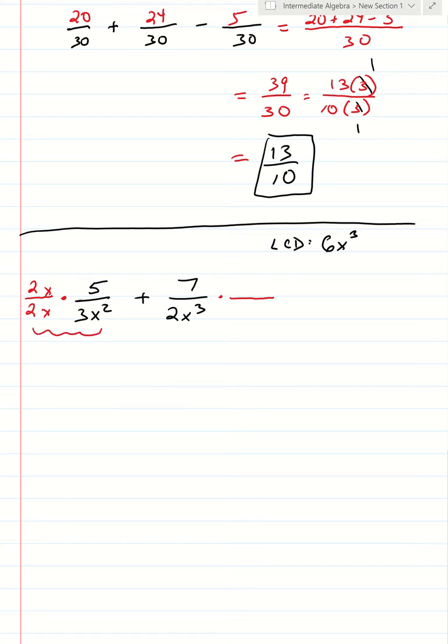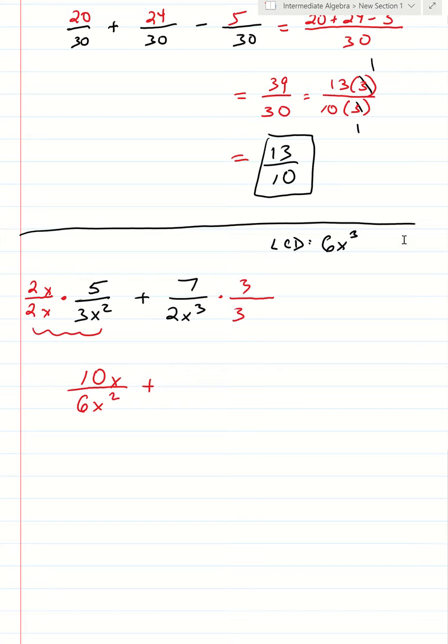Let's perform our multiplication now. And in doing so, 2x times the 5, that would give us a 10x over, when we perform the multiplication in the denominator, we get 6x squared plus. Next, let's change this denominator and form the lowest common denominator. What would I have to multiply 2 by to get 6? The answer would be 3.